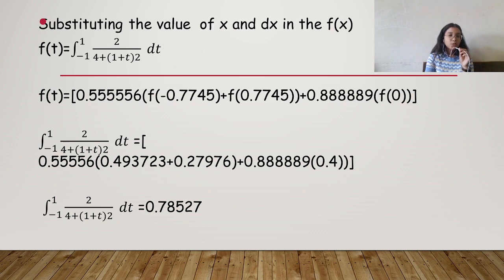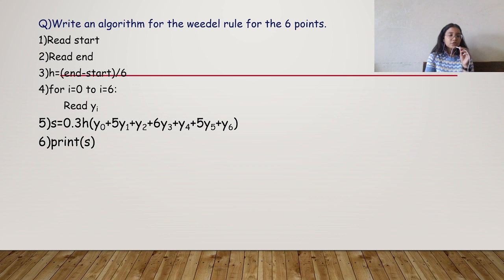Integration from minus 1 to 1 of 2 upon (4 plus (1 plus t)/2) dt equals 0.55556 multiplied by [0.493723 plus 0.27976] plus 0.888889 times 0.4. Integration from minus 1 to 1 of 2 upon (4 plus (1 plus t)/2) dt equals 0.78527.